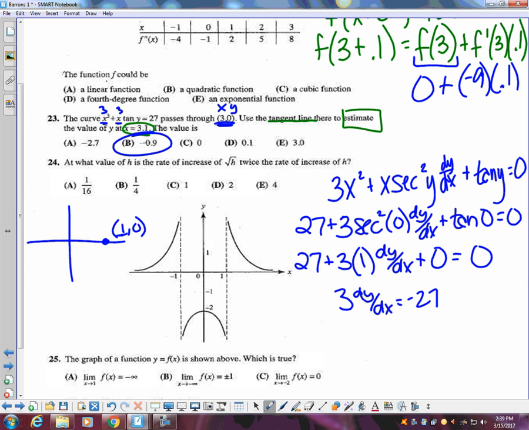All right, where are we headed? Baron 2, number 4.